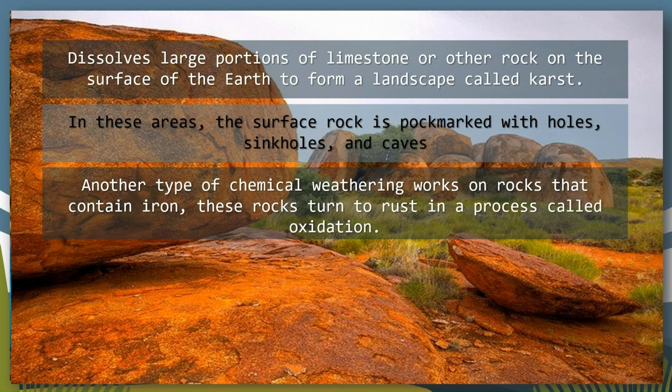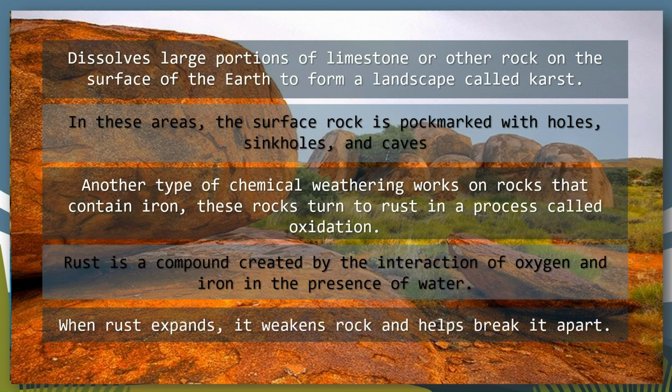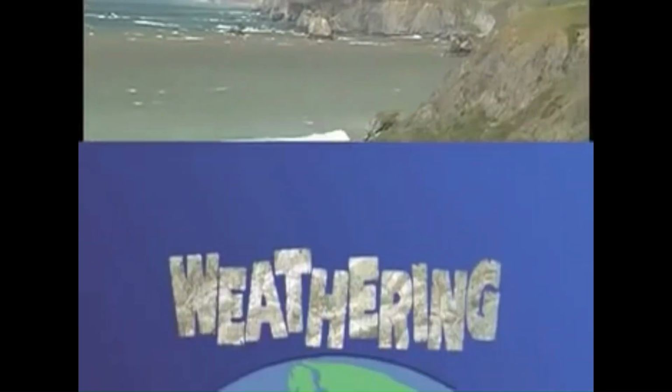Okay, another type of chemical weathering works on rocks that contain iron. So, yung iron, when it's exposed doon po sa water and air, it's called the process of oxidation. O yung parang nangangalawang, kaya nagkakaroon ng rusty color yung mga rocks. So, kaya medyo mas madali silang mag-crack. So, rust is a compound created by interaction of oxygen and iron in the presence of water, like what I said. So, when rust expands, it weakens rock and helps break it apart. Ayun. So, mas nagiging weak yung quality ng rock because of the presence of oxygen and iron with the exposure of water. Weathering.